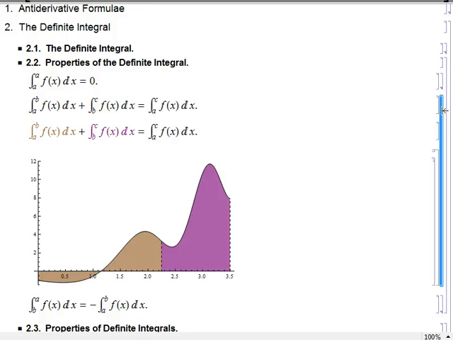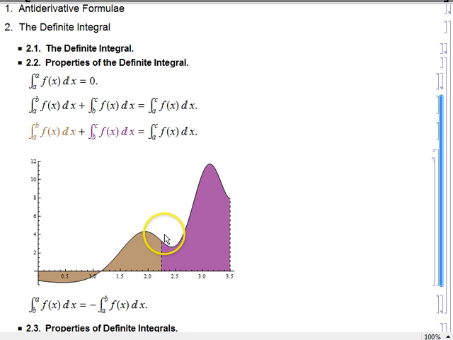Definite integral is basically an accumulation. So definite integral from a to c all the way is the same as definite integral from a to b, this brown part, plus the definite integral of b to c, the purple part. So definite integral from here to there, from a to c, is an accumulation of everything. So this brown part and this purple part added up together.